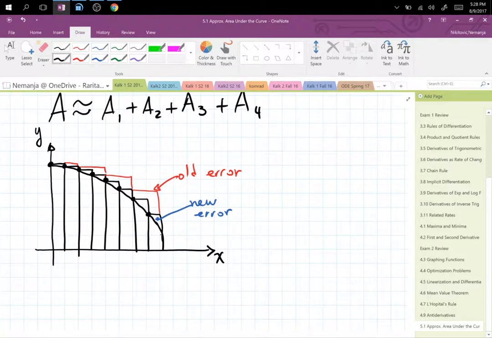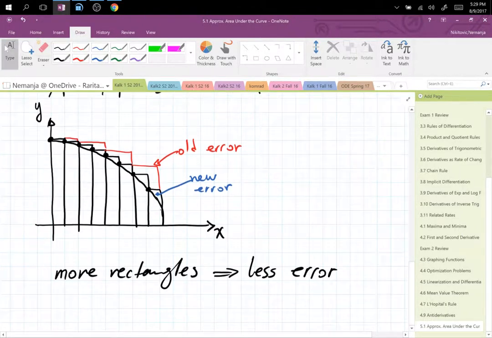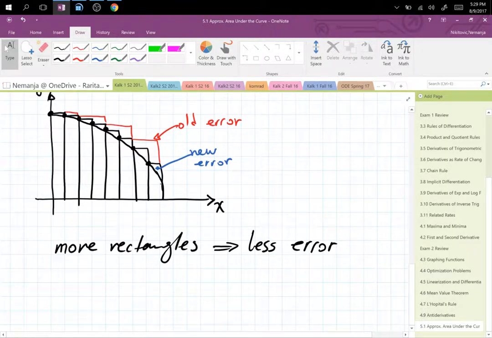So, conclusion is, more rectangles implies less error. What's the trade-off? More rectangles leads to more work.